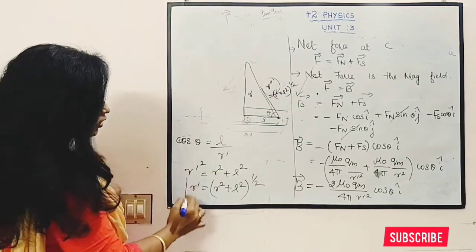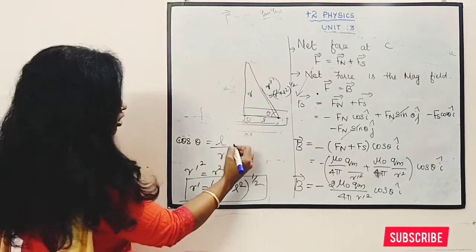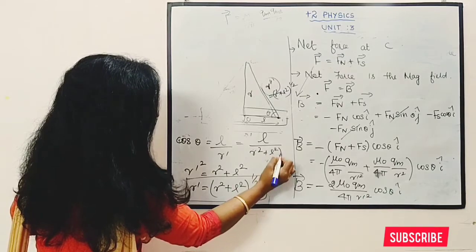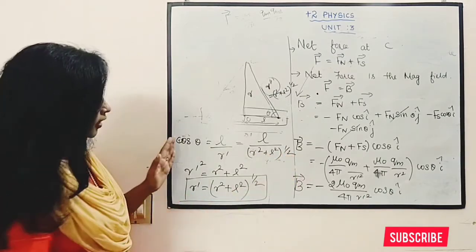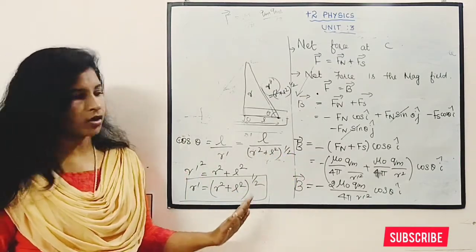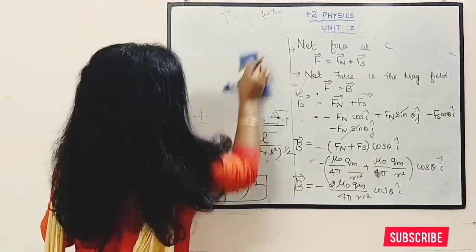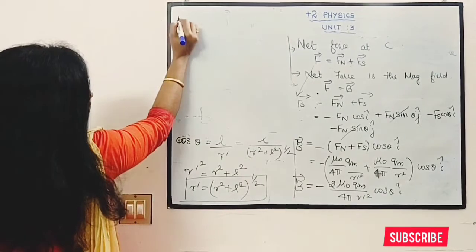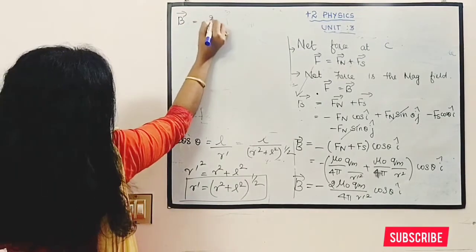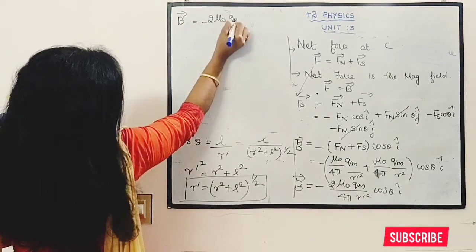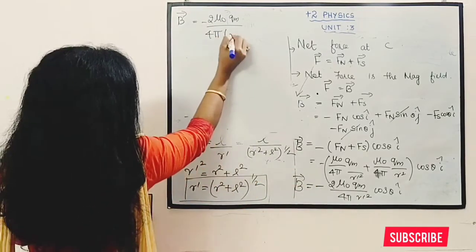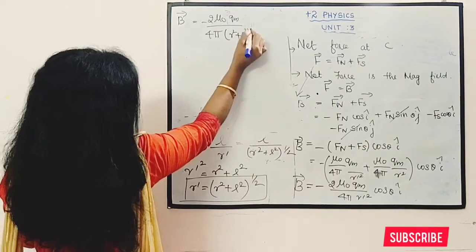Okay. Now I got the value of r dash. So I can substitute it here. That is L divided by r square plus L square, the whole power 1 by 2. Now I got the value of cos theta and r dash. Okay. So we can substitute it over here. So we can write B vector is equal to minus 2 mu naught qm by 4 pi. Instead of r dash, I can write r square plus L square, the whole power 3 by 2.